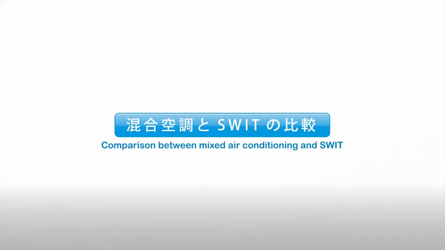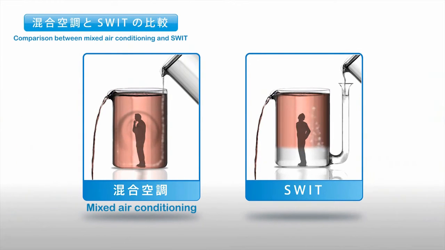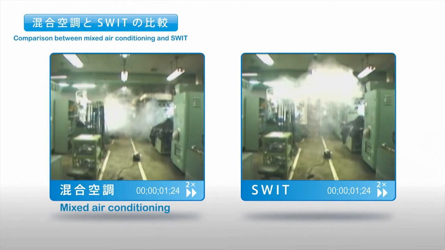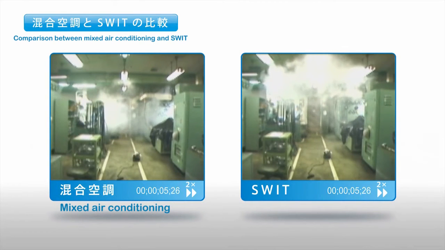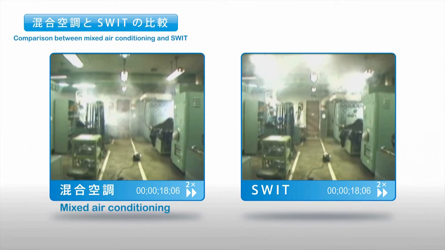Comparison between mixed air conditioning and Swit. The image shows an indoor environment of mixed air conditioning and Swit. Compared with mixed air conditioning, Swit can keep the living environment comfortable and clean. So let's look at comparative footage when contamination actually occurs in the room. Compared to mixed air conditioning that will address the whole room, Swit will immediately make the living area a comfortable and clean environment.